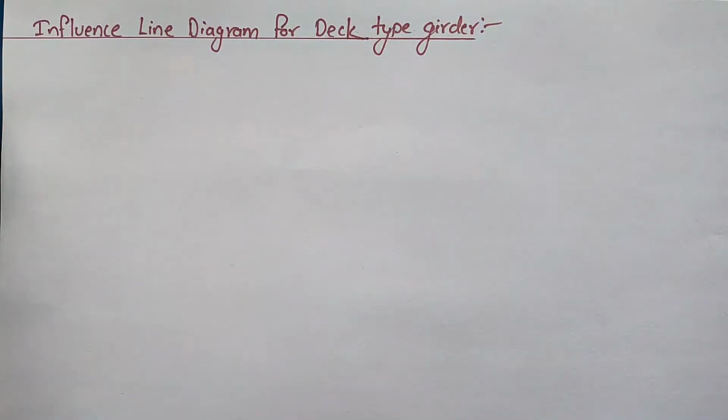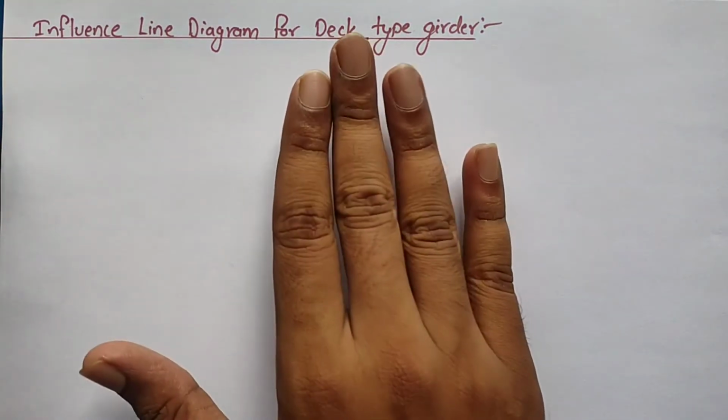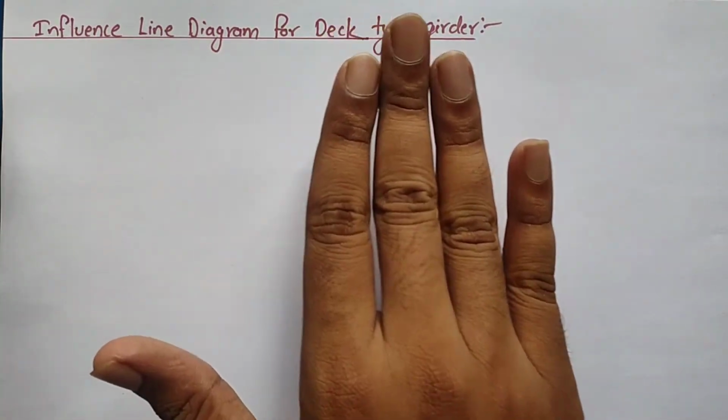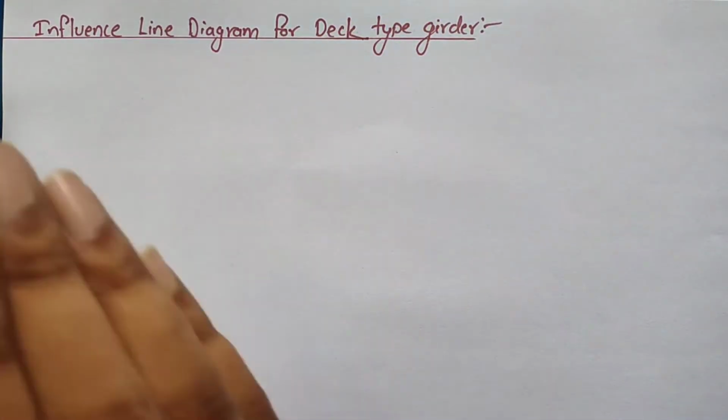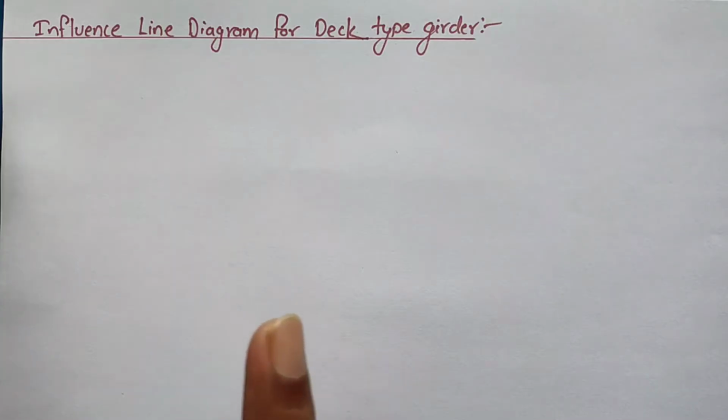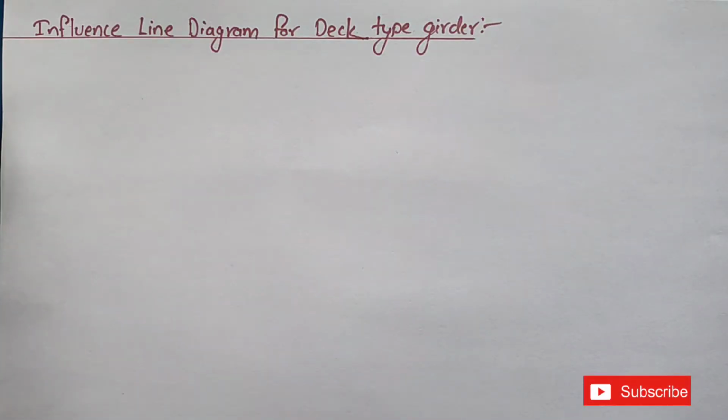I am adding this lecture because the influence line diagram for this type of girder, the deck type girder, is a bit different from those we studied in the previous lecture, which were about the through type girder. So guys, without any further delay, let's get started.